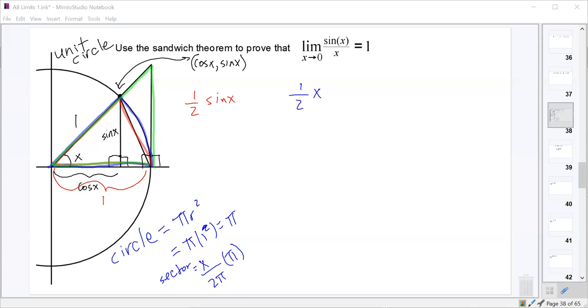What's the area of that bigger triangle going to be? Well, we need to know, we got the base, right? We need to know the height. What's the height of that triangle going to be? 1. It looks like it should be, right? But it is not necessarily going to be 1 because we don't know that this is a 45-degree angle, right?